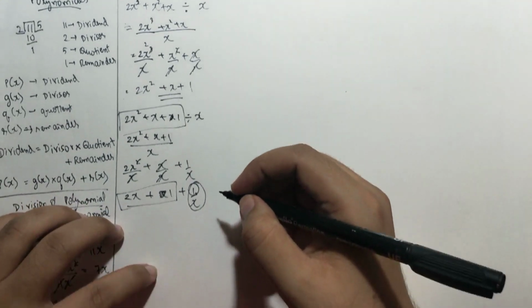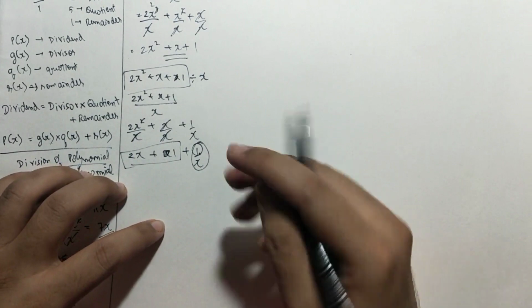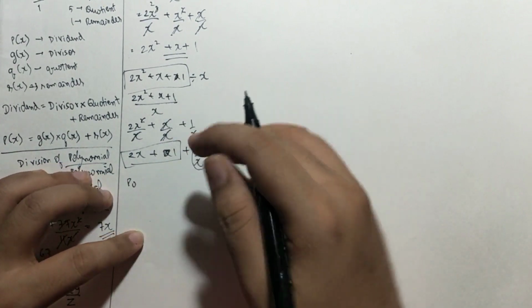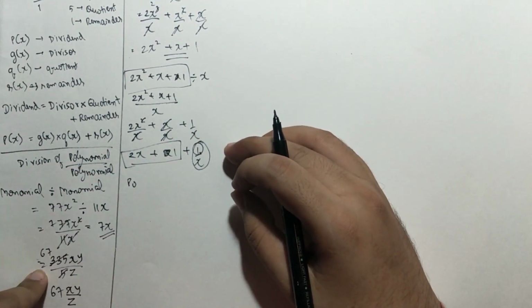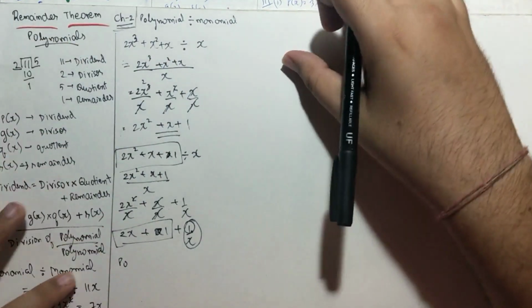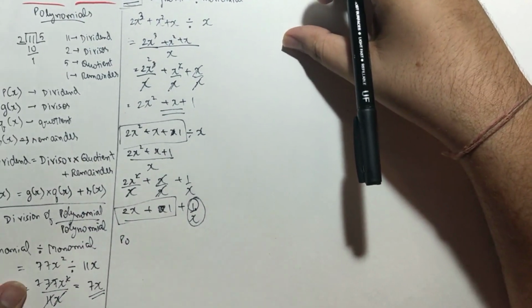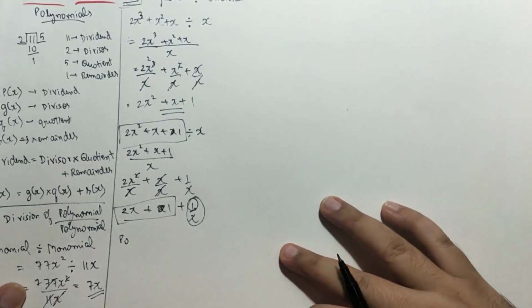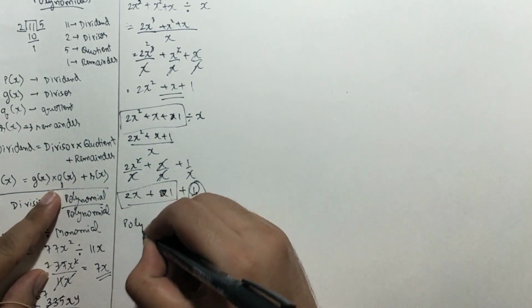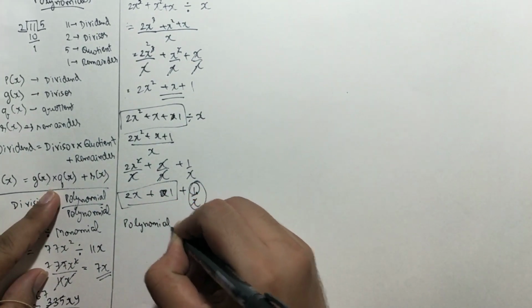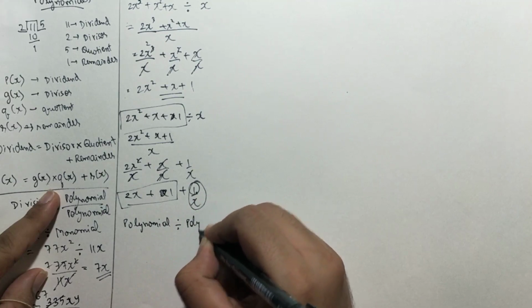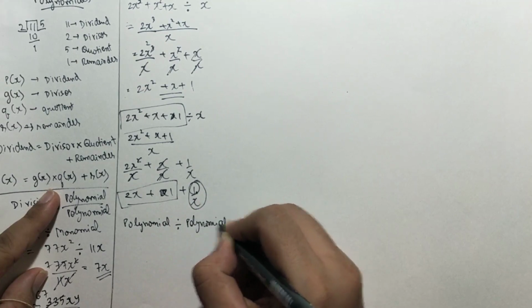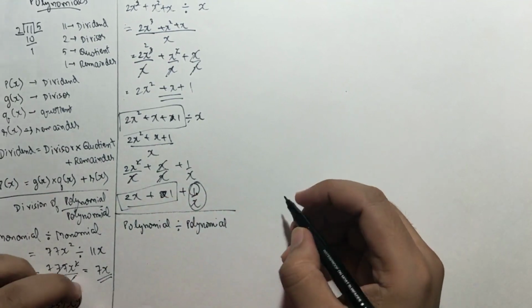Now comes polynomial by polynomial. This is very important. You understood monomial by monomial, a single term you can easily divide. Polynomial by monomial is also very easy. You can easily divide it by taking division with each and every term. Now the important topic is polynomial divided by polynomial. This is not as easy.